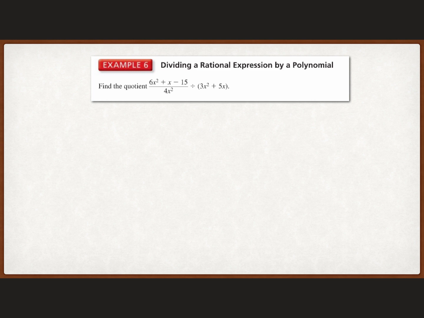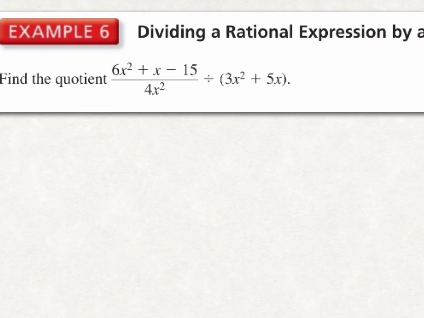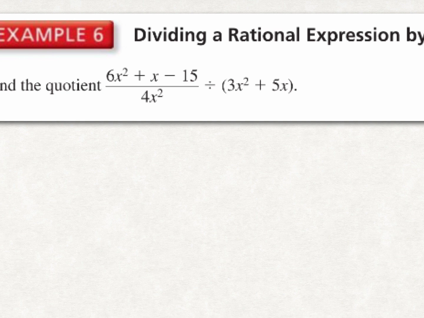All right, let's look at example 6. We're going to do example 6 the same way, but on the right side, it's not a fraction. We're dividing by a whole number. Awesome, I can put it over 1. So then I'm going to keep, change, flip, just like I would before. So 6x squared plus x minus 15 over 4x squared. So we keep the top, change to multiplication, and flip the second one.